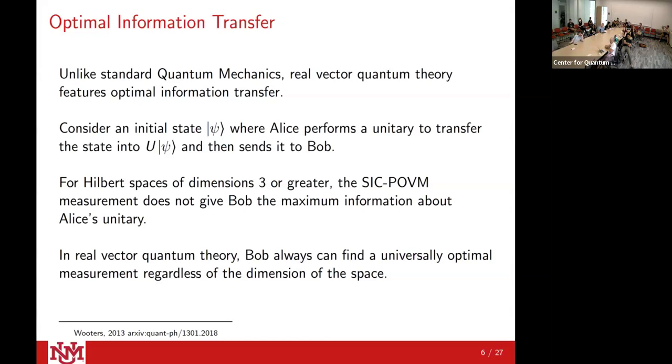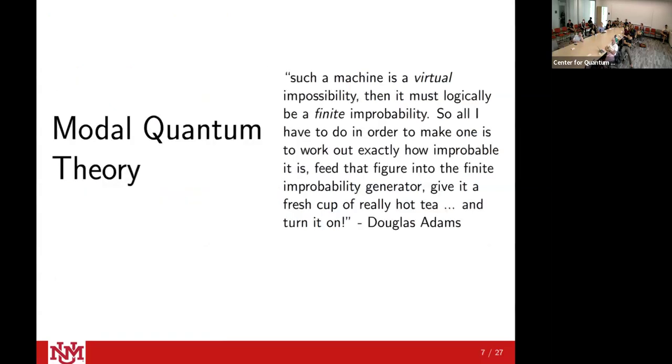So let's say Alice prepares some state, applies some unitary, and sends it to Bob, when Bob knows what psi is initially, but he wants to figure out what unitary Alice applied. Turns out that even if you're using the SIC-POVM, which is like the greatest general measurement you can use, once your Hilbert space is dimensionality 3 or greater, that's not actually covering the full probability space. You don't maximize your mutual information as fast as you possibly could. But in the real vector quantum theory, Bob always has some universally optimal measurement. Which is all I have to say about that, because the math was kind of over my head.